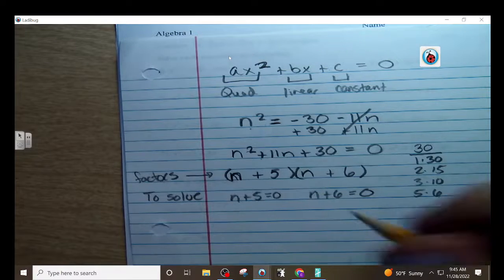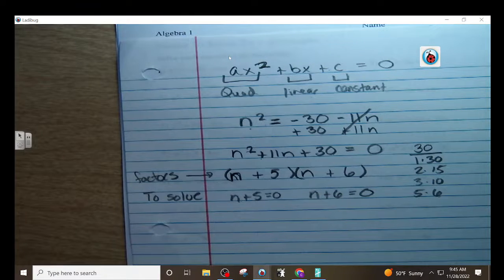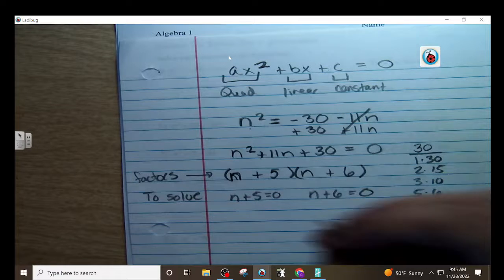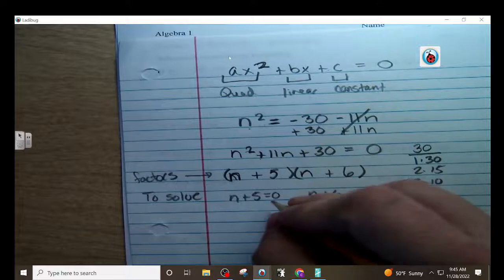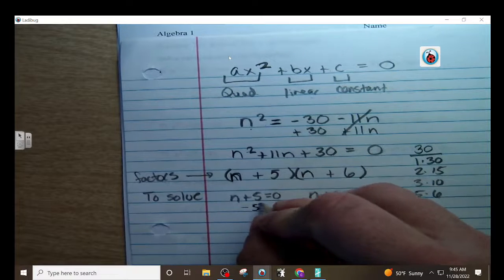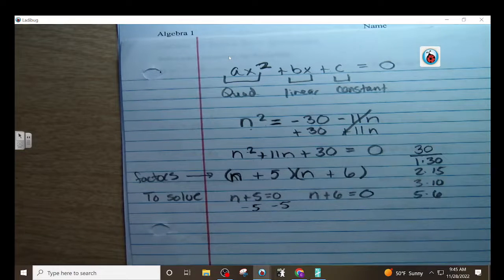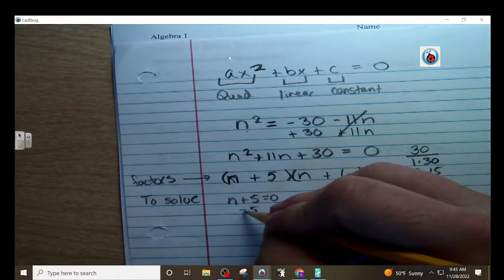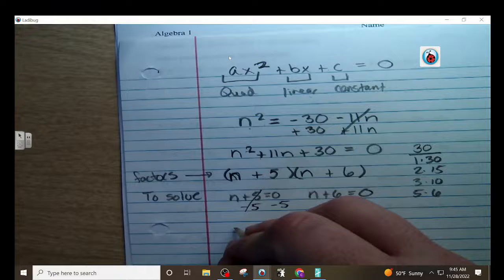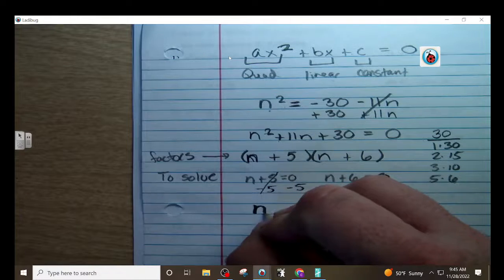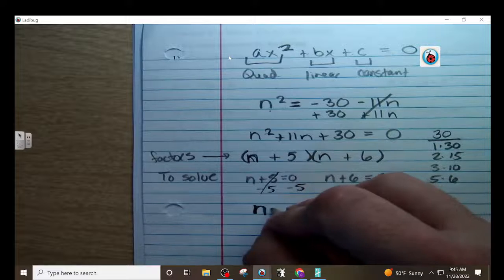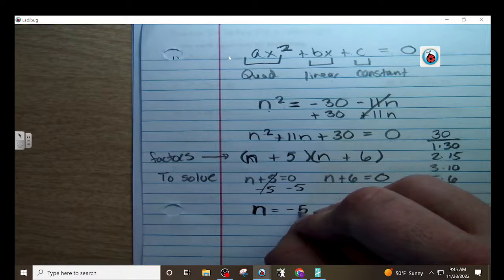And it's very simple, guys. You're just going to solve for your variable like you usually do. You're trying to get the variable by itself. So for here, to get n by itself, I'm going to subtract the 5 because that makes that 0. But I'm going to do it to both sides. So I subtracted the 5 to make that go away because I have to have n by itself. And 0 minus 5 is negative 5.